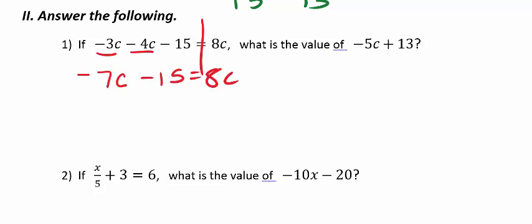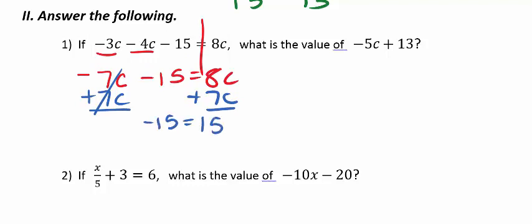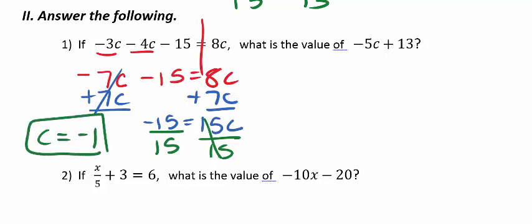And now I have c's on both sides of the equation. So to put them together, I can add 7c to both sides. Goes away here, bring down the negative 15, and that's going to equal 15c. And then we'll divide both sides by 15. And therefore, c is going to equal negative 1.